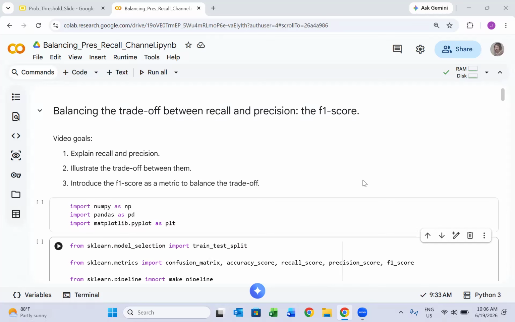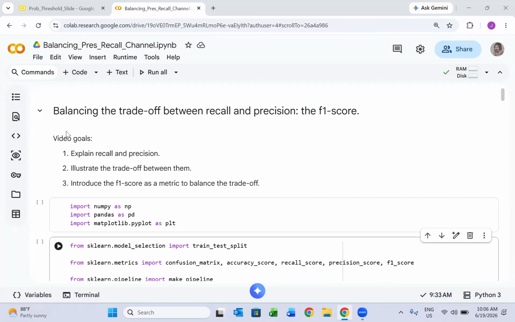Hello, everyone. Today, I want to talk about two important metrics in classification, the recall and the precision. But more specifically, I want to illustrate the trade-off between them. And then I want to introduce the F1 score, another very well-known classification metric, as a metric that we can use to balance that trade-off.